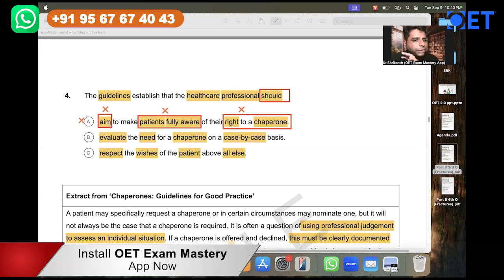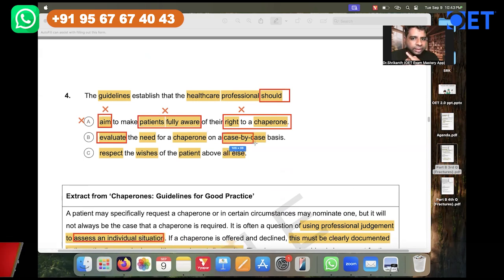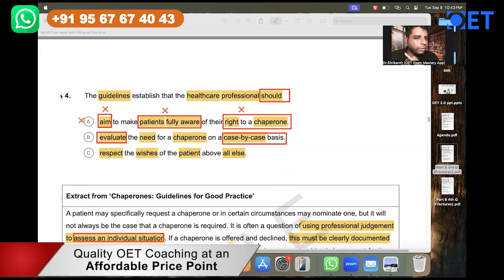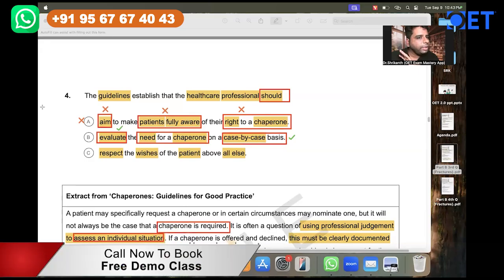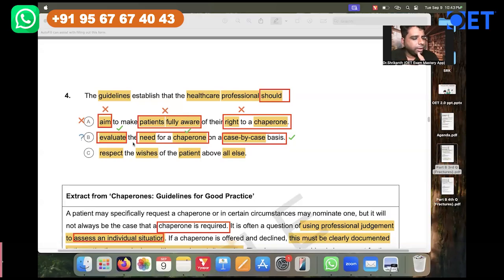Now, what is answer option B? Evaluate. Yes, assess, right? Now see, assess an individual situation. Okay, so that is mentioned, right? So case by case is also mentioned. So the keywords are completely mentioned. Evaluate is mentioned, case by case is mentioned. And what is mentioned over here? The need for a chaperone. That means a chaperone's requirement. So every single keyword and every single verb is mentioned over there, right? All these are mentioned. So you can highly suspect that answer option B could be the right answer.